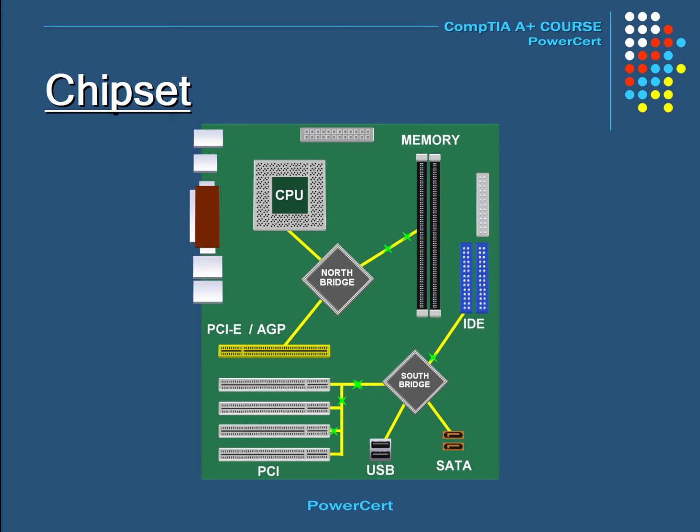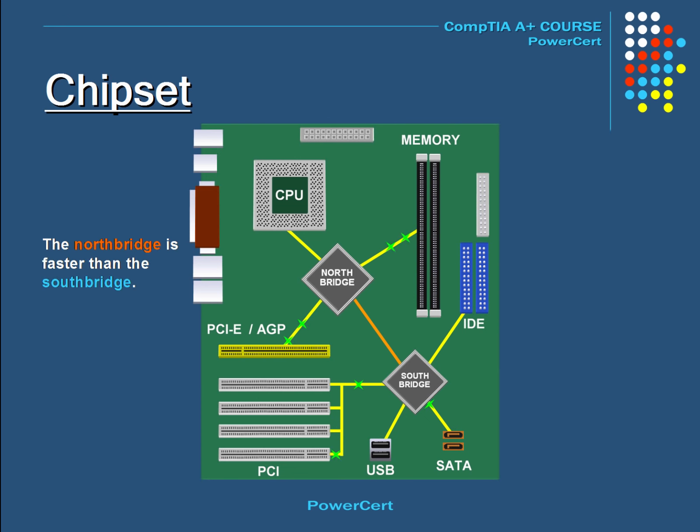So if the PCI, USB, IDE, or SATA ports needed to communicate with the CPU, the information has to go through the south bridge, and then up through the north bridge, and then to the CPU.